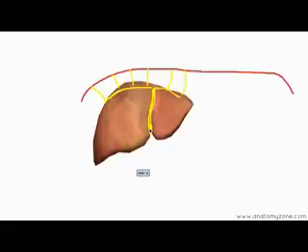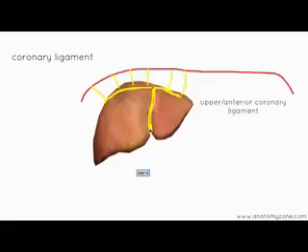So this ligament here is called the coronary ligament, and you've got upper and lower coronary ligaments. This one here is the upper coronary ligament. You'll be able to see the lower coronary ligament, or posterior coronary ligament, on the posterior surface of the liver. Where the anterior and posterior coronary ligaments meet, you get the triangular ligament. You get this triangular ligament at this side. This side is the left triangular ligament, and on the other side you've got the right triangular ligament where the upper and lower coronary ligaments meet.